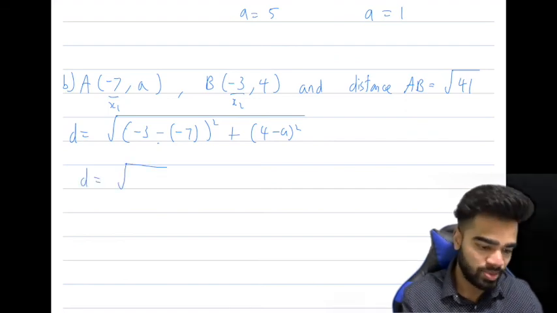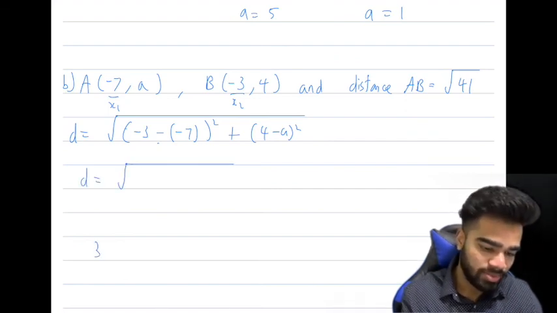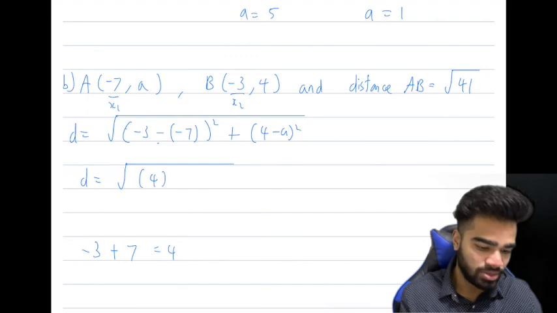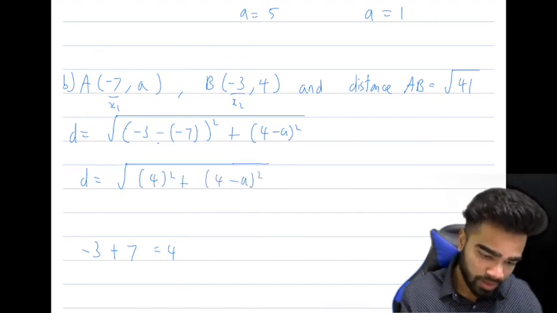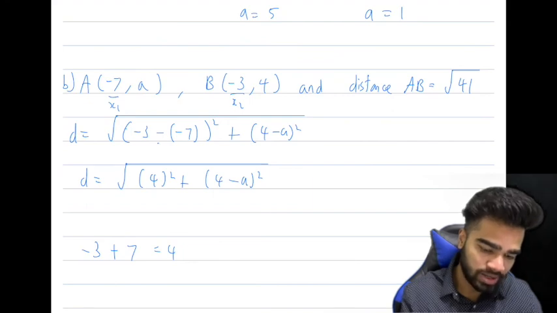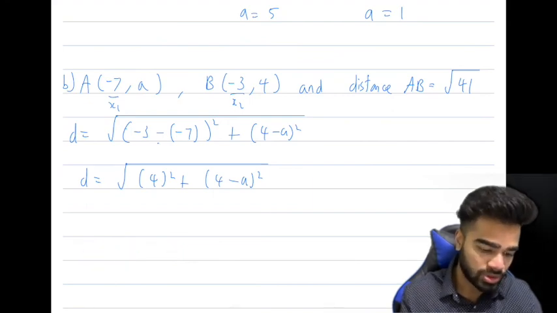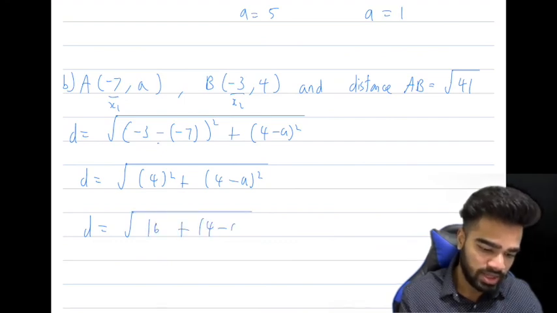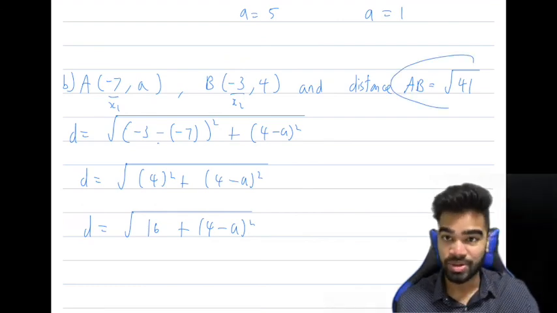So we need to start simplifying this. What is negative 3 minus 7? It's pretty much negative 3 plus 7, because minus minus is plus, which is equal to 4. So we have 4 squared plus 4 minus a squared. All right, so we know that 4 squared is equal to 16. So we can say D is equal to square root of 16 plus 4 minus a squared. Now we've simplified that as much as possible.